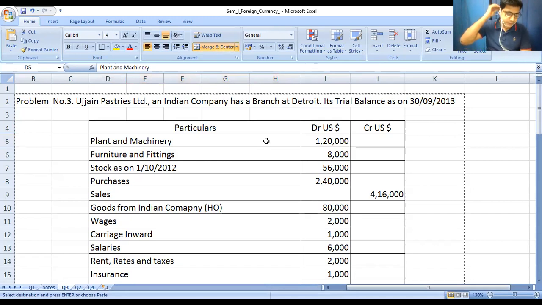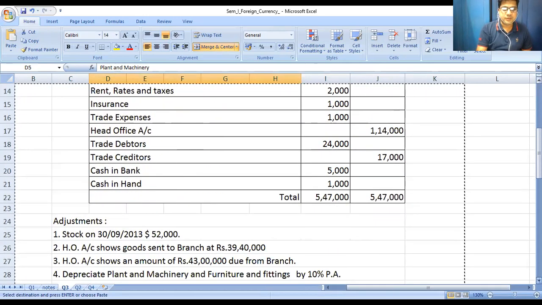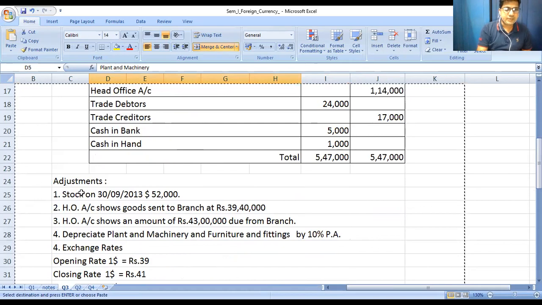First item, plant and machinery. Some adjustments are also provided, that we will also see. Stock on 30th 9 2013 is $52,000. Head office account shows goods sent to branch at rupees 39 lakh 40,000. Head office account shows an amount of rupees 43 lakhs due from branch. Depreciate plant and machinery and furniture and fittings at 10% per annum.